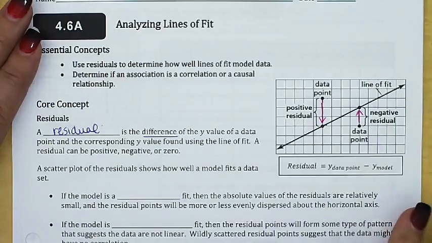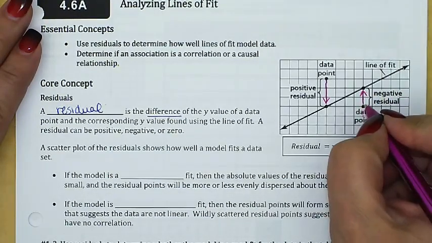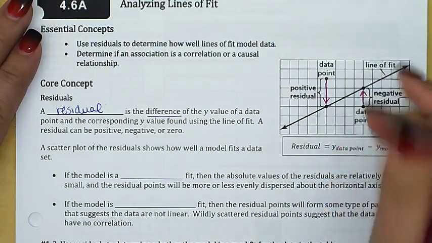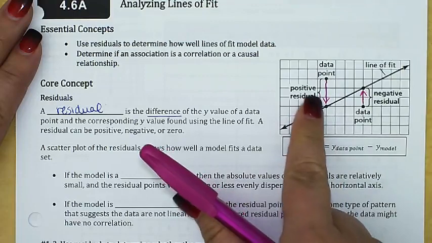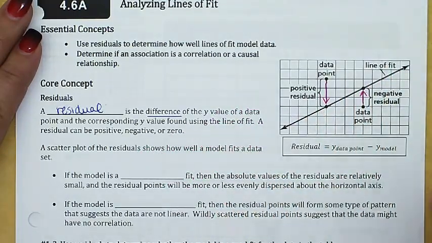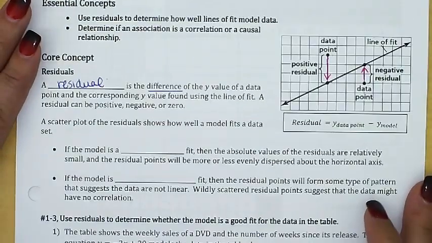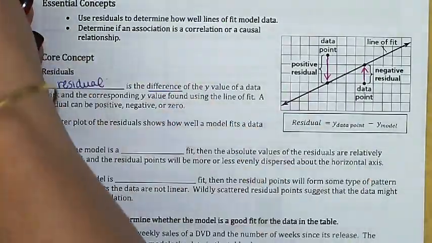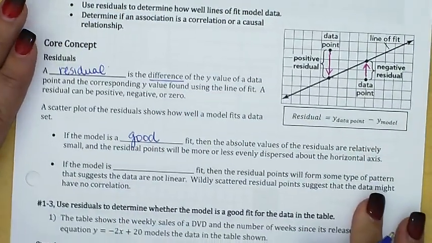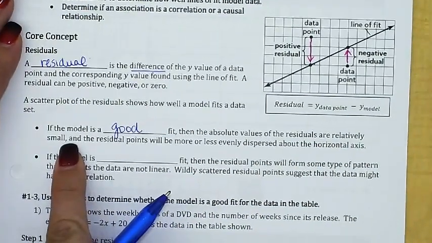Okay, if you understand that concept, it probably becomes natural to realize that the smaller our residuals, the more accurate our line. The smaller the residuals, the closer the scatter plot points are to your line. That means it's probably a stronger correlation and the line is a good fit. So if the model is indeed a good fit, then the absolute value of those residuals is relatively small, like I just said.